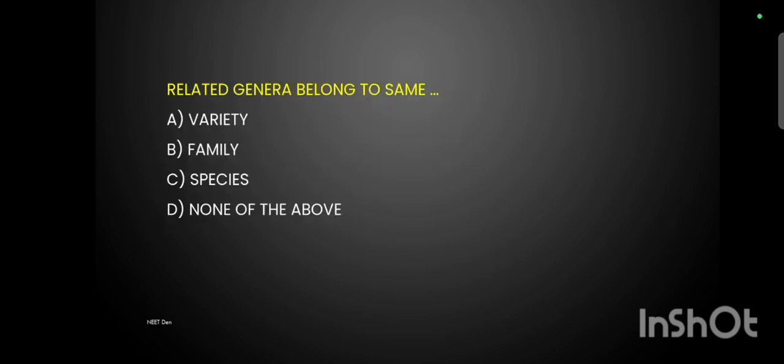Question. Related genera belong to the same? A. Variety. B. Family. C. Species. D. None of the above. So the related genera belong to the same family. Correct answer is B.